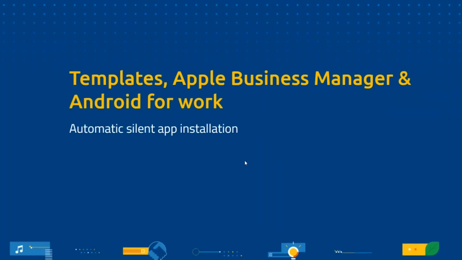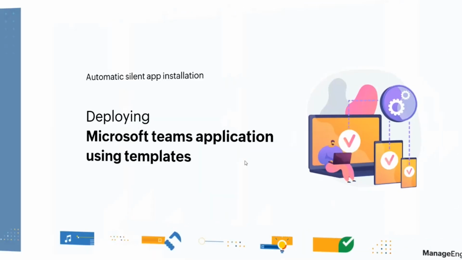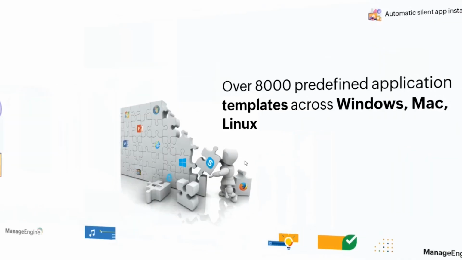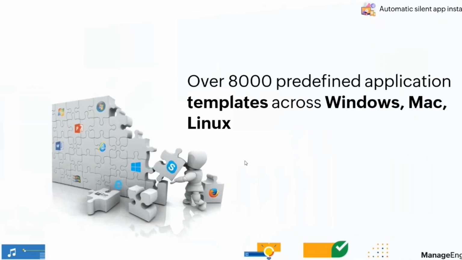We'll first look at templates, how you can deploy applications using the predefined templates available in Endpoint Central. Later, my colleague will be covering how the same can be done for mobile devices. I'll be talking on the computers section, and we'll take an example of Microsoft Teams because the application is widely used. We have like 8,000 predefined applications across the platform, so you can look at our templates and create the packages accordingly. I will show it to you.